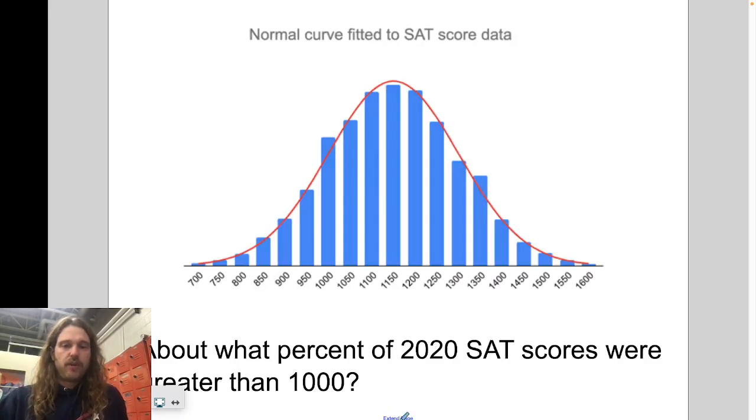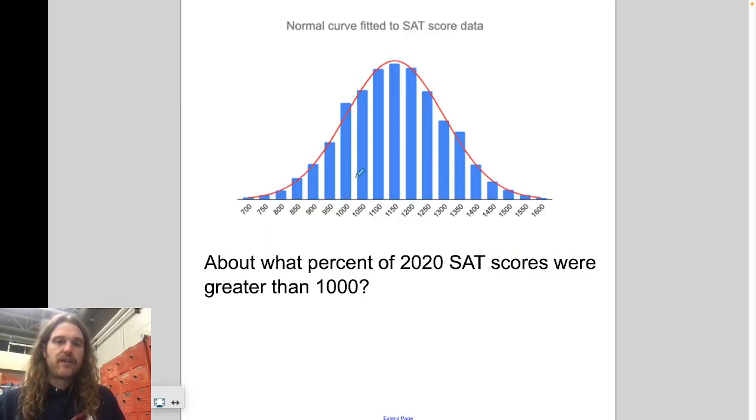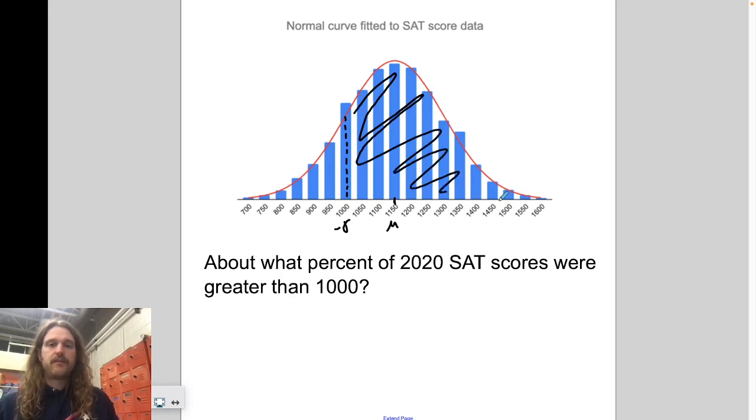Okay, what about the next one? What percent of 2020 SAT scores were greater than 1,000? Okay, well, 1,000 is right here, and 1,000 is minus 1 standard deviation away from the mean, which is 1150. Except this time it says what percent were greater, so we're actually looking for the area under this curve over here. There's a couple ways we can do it, but probably the easiest way is to add up all the chunks to the right, which will be 68% within 1 standard deviation, or 34 plus 34.